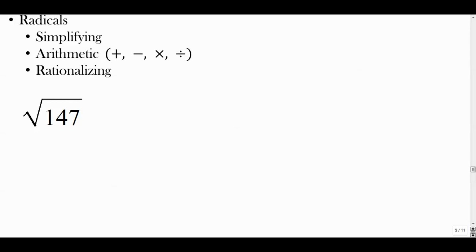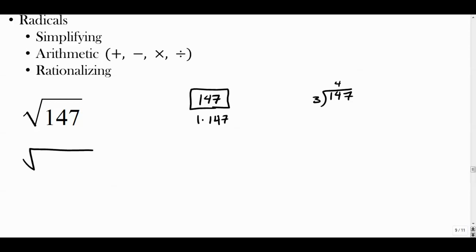And to do that, what you want to do is basically break that number up into factors. So we want to think about, all right, what numbers multiply together to get 147? Well, it's 1 times 147, of course. It's not even, so 2 doesn't work. Let's see if 3 works. Does 3 go into 147? Let's see. We've got 3 times 4 is 12 and 27. Yeah, 3 times 49.